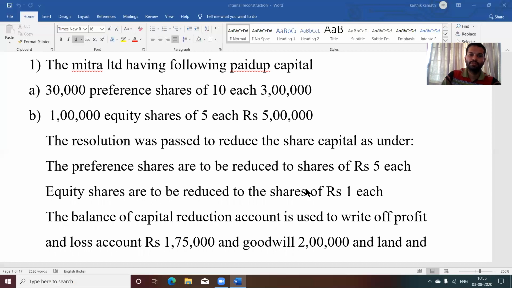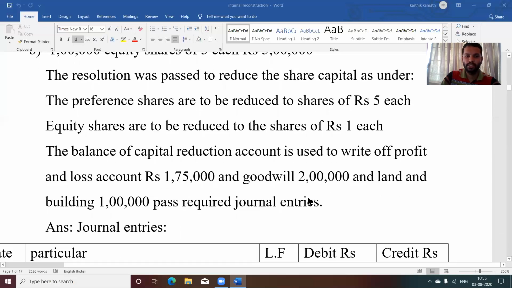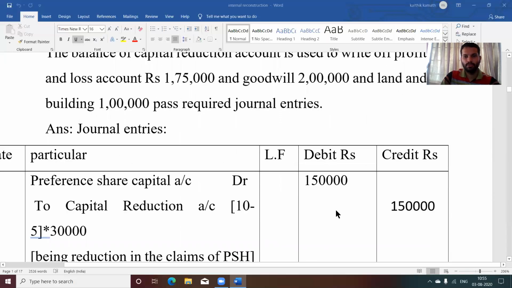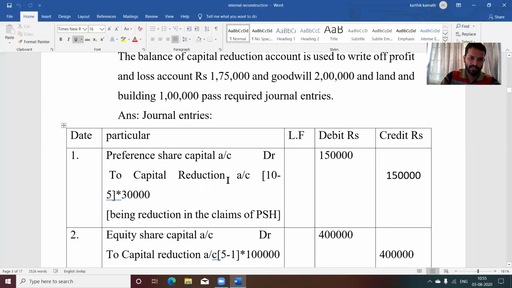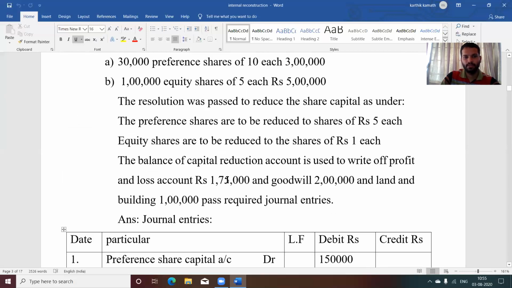Adjustment 2. Then the balance of capital reduction account is used to write off profit and loss account 1,75,000, the profit and loss account balance given. Goodwill 2 lakh, mentioned again. Land and building 1 lakh. Required: journal entries. So whenever you are passing a journal entry, first thing you need to see is the first adjustment. So here the first adjustment is about preference share capital.